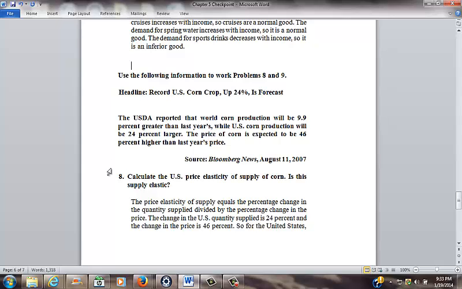U.S. corn production will be 24% larger. The price of corn is expected to be 46% higher than last year's price. Calculate the U.S. price elasticity of supply. The price elasticity of supply equals the percentage change in the quantity supplied divided by the percentage change in the price.